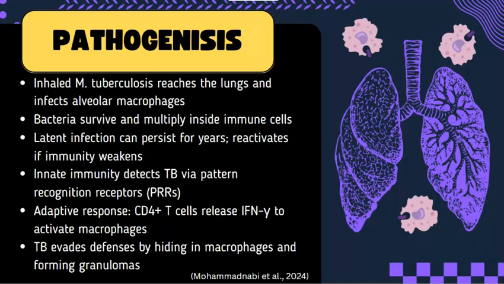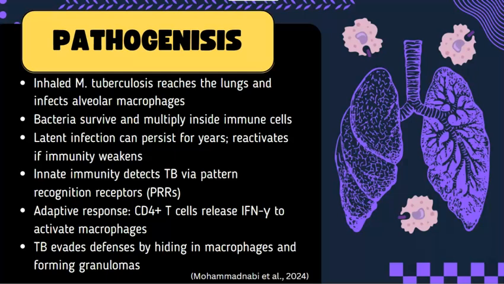A TB infection starts when someone inhales airborne particles, probably from someone with active TB. The bacteria reach the lungs and get taken up by alveolar macrophages, but instead of being destroyed, they start to multiply inside of the macrophages. And at this point, the infection becomes latent. The person doesn't really have any symptoms and they can't spread it, but the bacteria are still there. And then if their immune system weakens for some reason, maybe age, some other disease, the TB can reactivate.